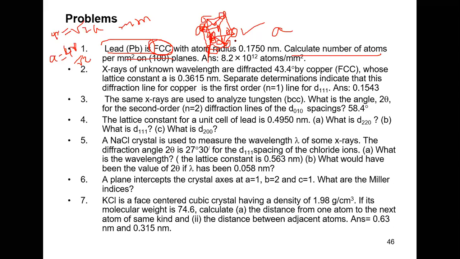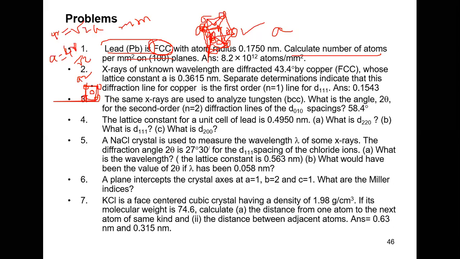Now what is the area of 100 plane? 100 plane is this front plane. If I draw it individually, that's the 100 plane. Atoms will be located at the corners, and also an atom will be located over here, and an atom over there. And what is the area of the 100 plane? Both sides are A. Area will be A square. And if you express A in millimeter, the area will also be in millimeter square.